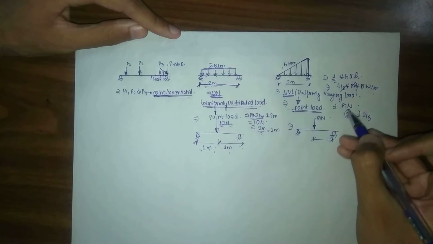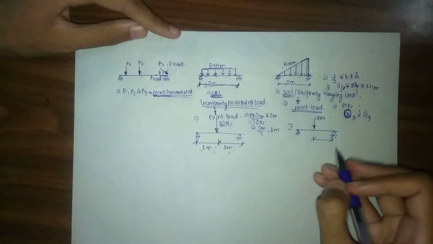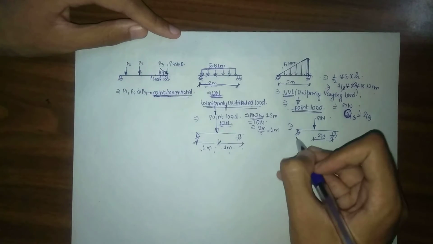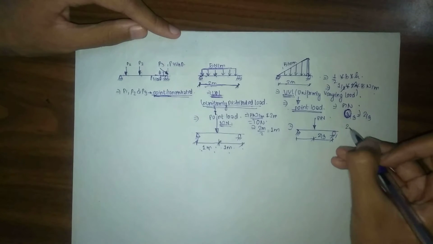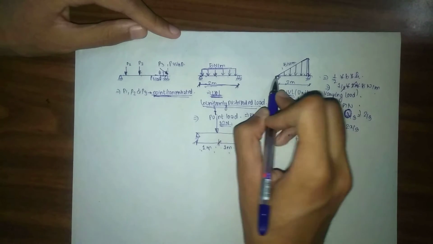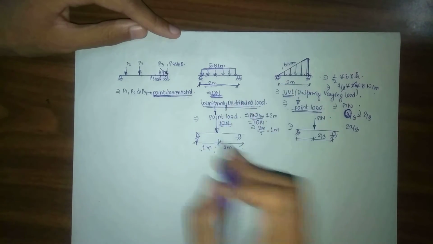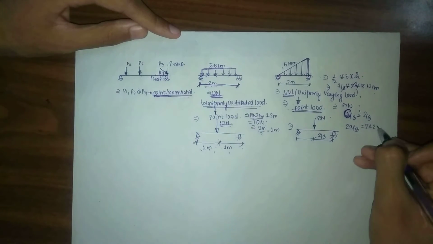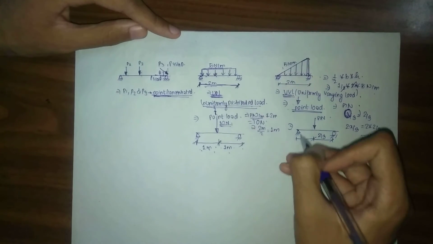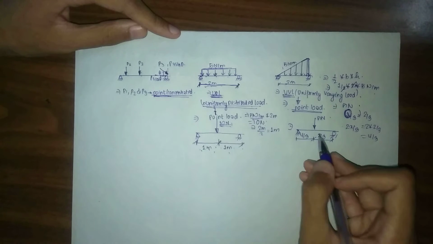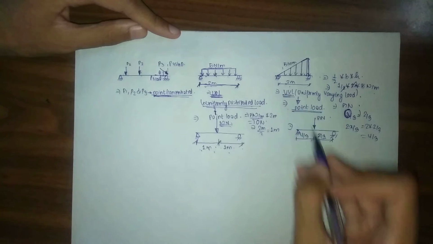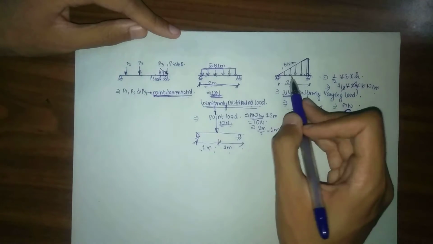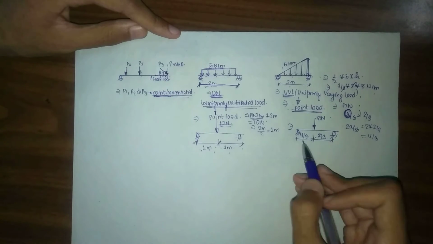Here x refers to the span over which the force acts, so 2 divided by 3 is 2 by 3 meter, and it acts at a distance of 2x by 3 from the shorter side, which is equal to 2 into 2 by 3, which is 4 by 3 meters. As you can see, 4 by 3 plus 2 by 3 equals 6 by 3, which is the value of 2 meters. So in this way we convert UVL into point load.